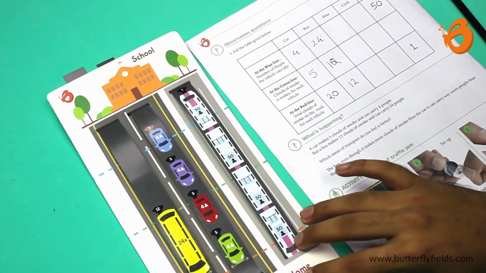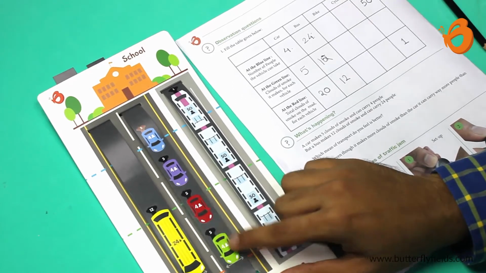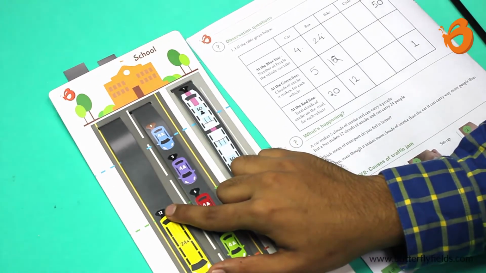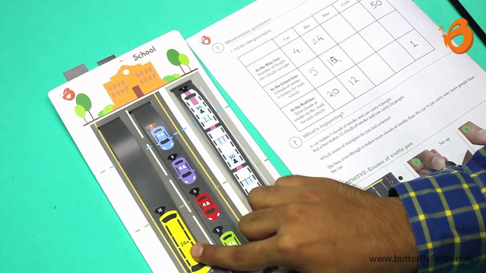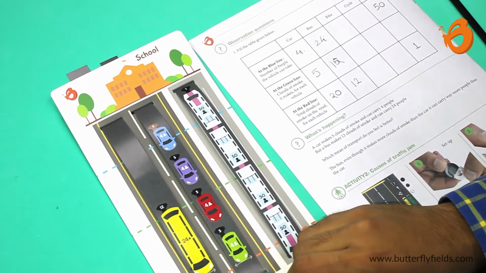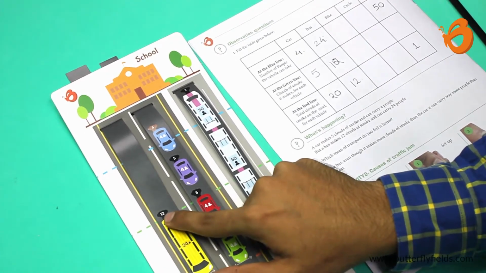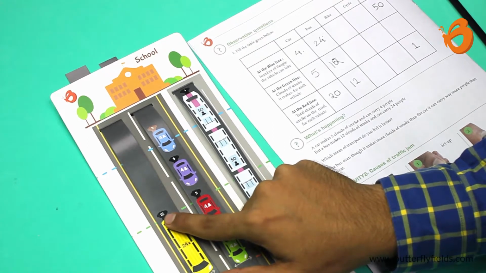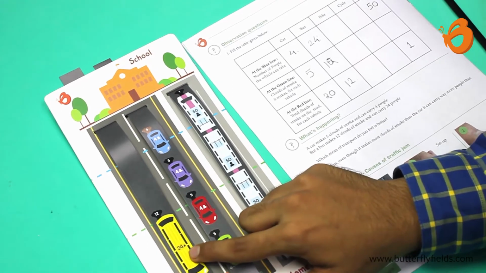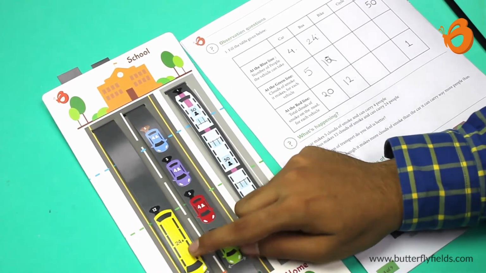Okay, now let's see what's happening. A car makes 5 clouds of smoke and carries 4 people. But the bus makes 12 clouds of smoke and carries 24 people. Which means of transport do you feel is better? The bus, even though it makes more black clouds than the car, carries more people. So a bus is a better option while traveling from school to home.